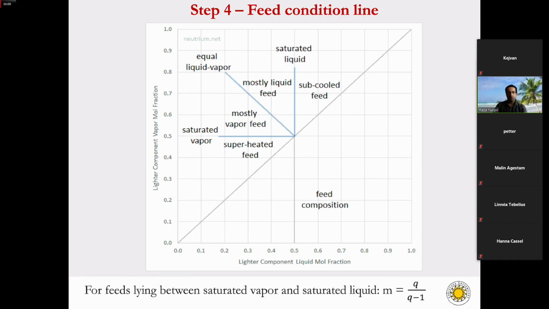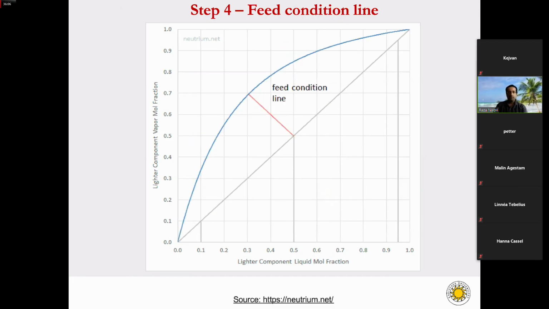And you can also calculate the slope of the line by calculating q over q minus 1, right? So let's say that our feed is 50% vapor, 50% liquid. So we will have a 45-degree line, right?